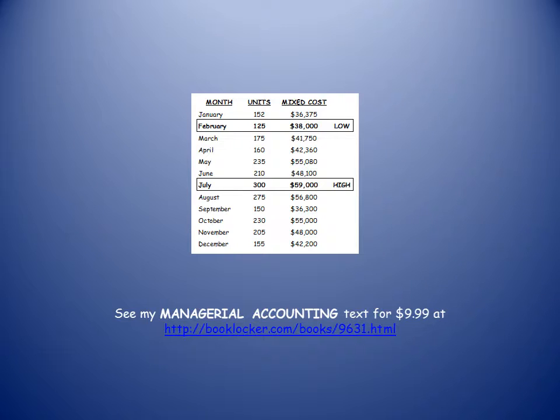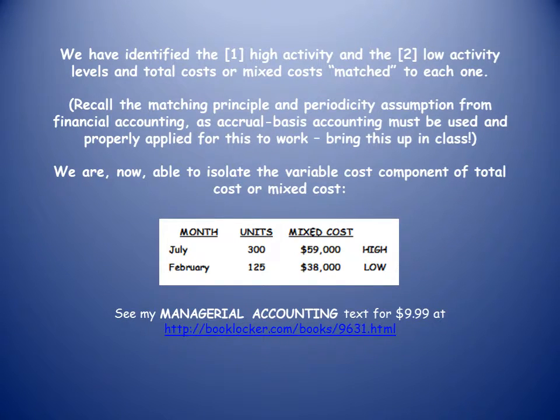So I have a high point and a low point, a low observation and a high observation in a 12-month period. So I've identified the high activity and the low activity and the related total costs or mixed costs that are matched to each activity level. Again, recall the matching principle and the periodicity assumption from introductory financial accounting. So accrual accounting must be used for the high-low method to work. And if you want, you can bring that up in class.